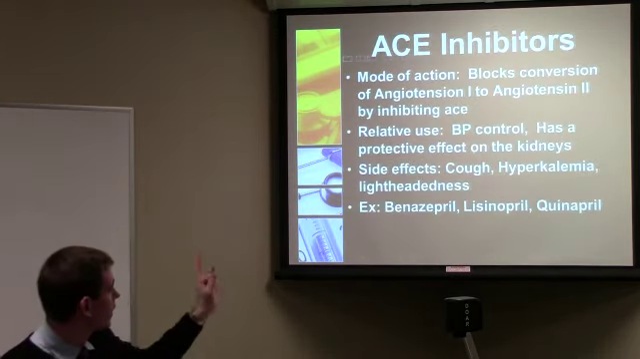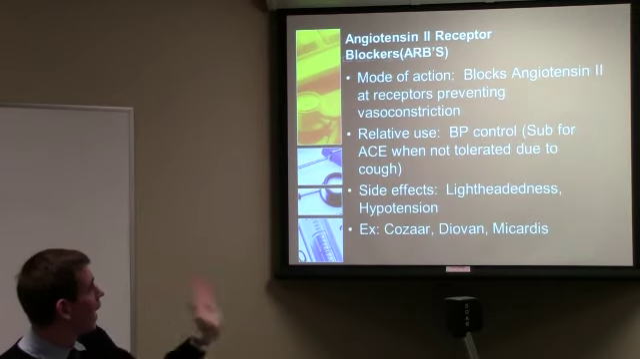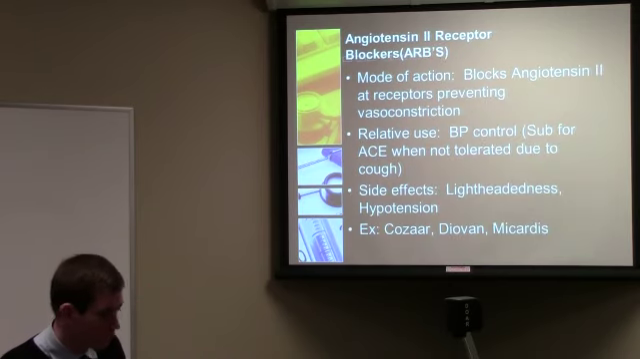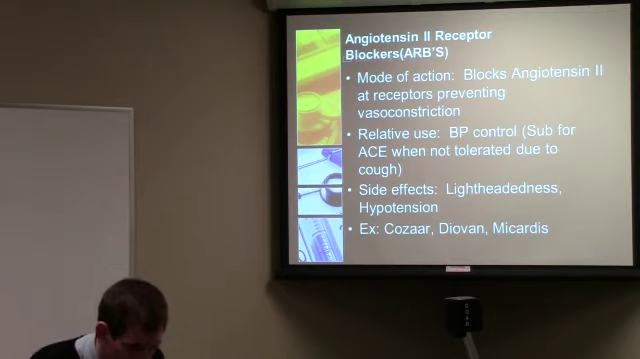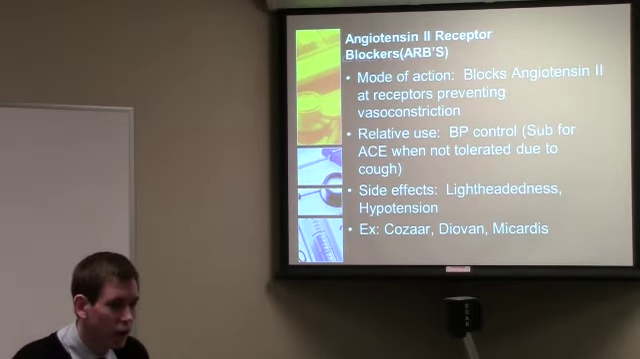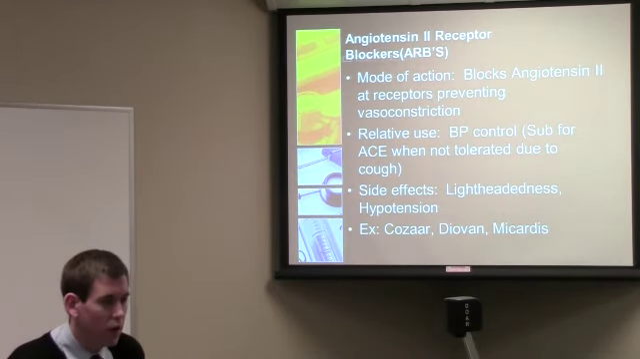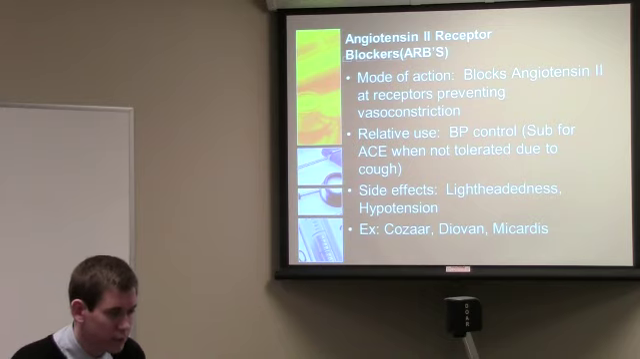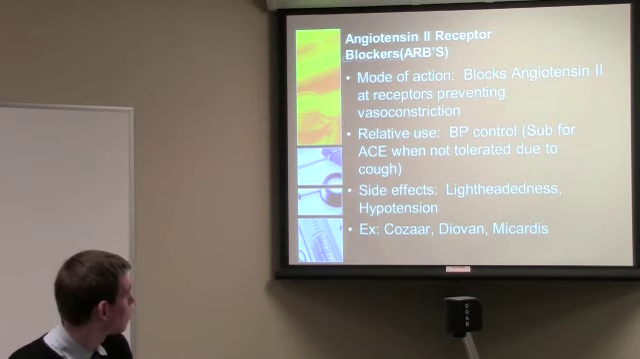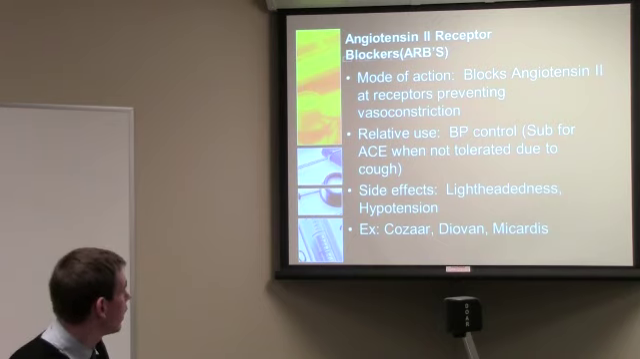So let's say, for example, you put the patient on an ACE inhibitor. They develop that dry, hacky cough. Then you would put the patient on an ARB. The ARB works similar to ACE inhibitors, but it does not cause the dry, hacky cough. I'll show you why in just a few moments. Basically, it blocks further down the chain, so by blocking angiotensin II, it prevents vasoconstriction.